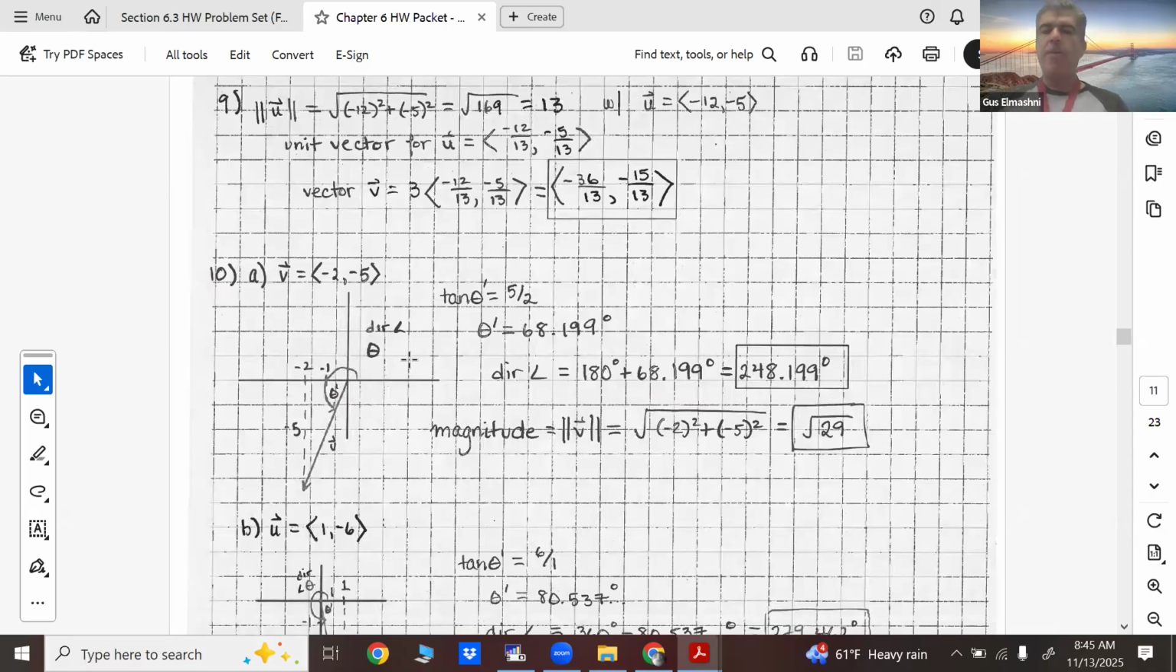So if you think about where that vector is pointing, that vector is pointing in the 3rd quadrant. However, when you do inverse tan of 5 halves, it's going to be answered in the 1st quadrant. I don't want the 1st quadrant. I want the 3rd quadrant. And as you know, tangent is positive in Q1 and Q3, tangent is negative in Q2 and Q4.